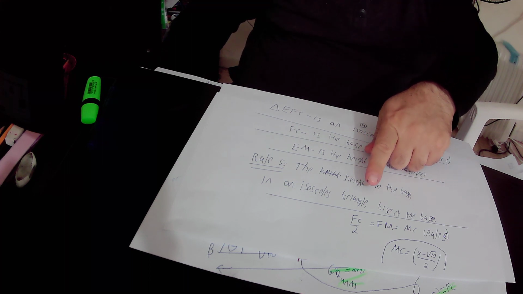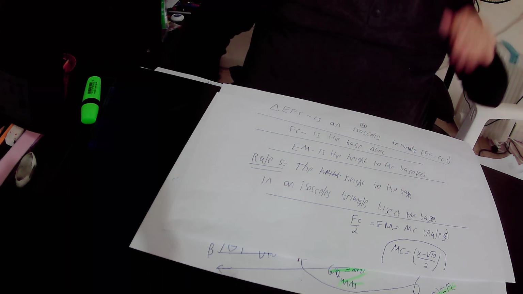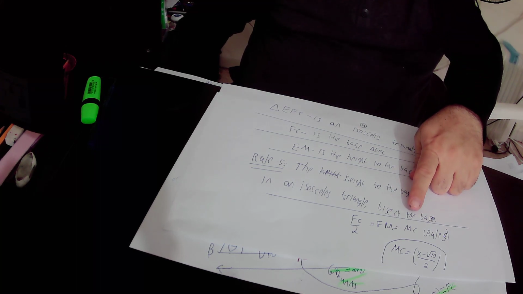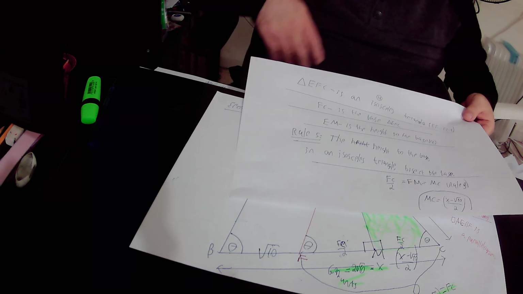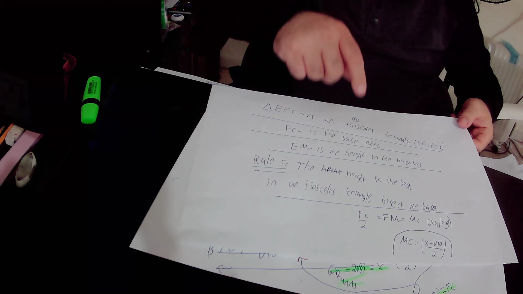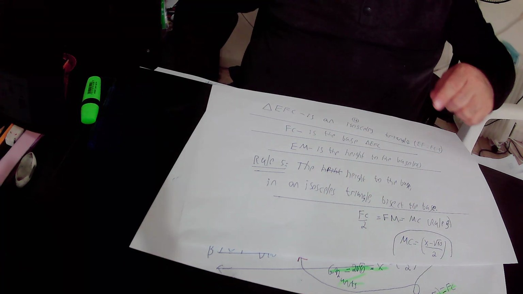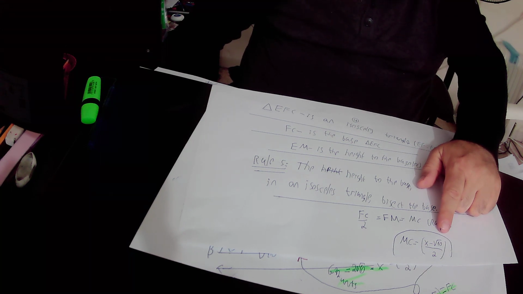So in conclusion, Fc over 2 equals Fm equals MC according to rule number 5. So MC equals Fc over 2. And we know that Fc equals x minus square root of 10. So MC equals Fc, that is x minus square root of 10 over 2.